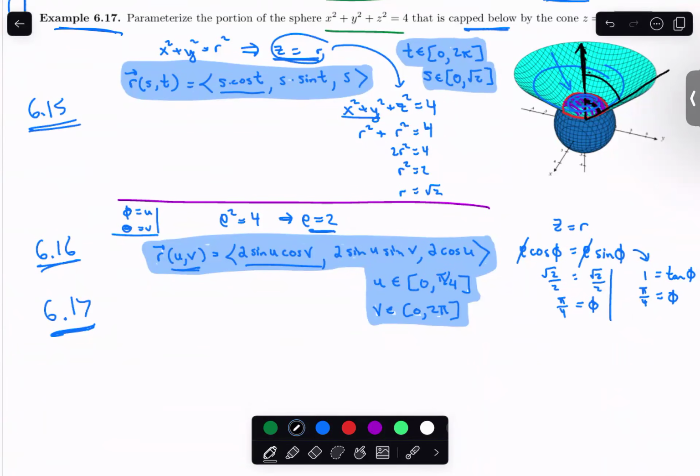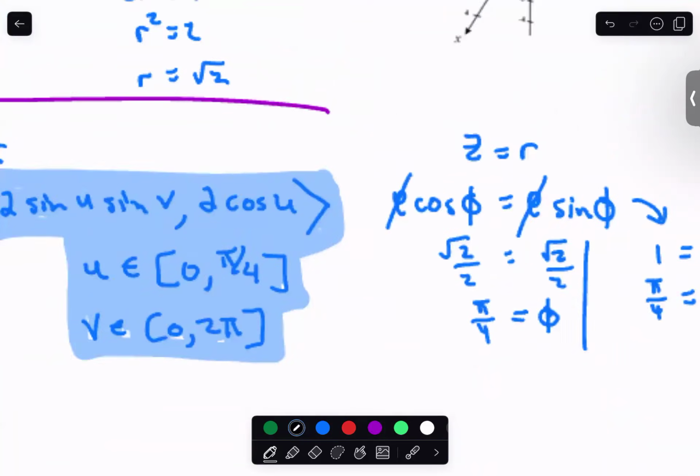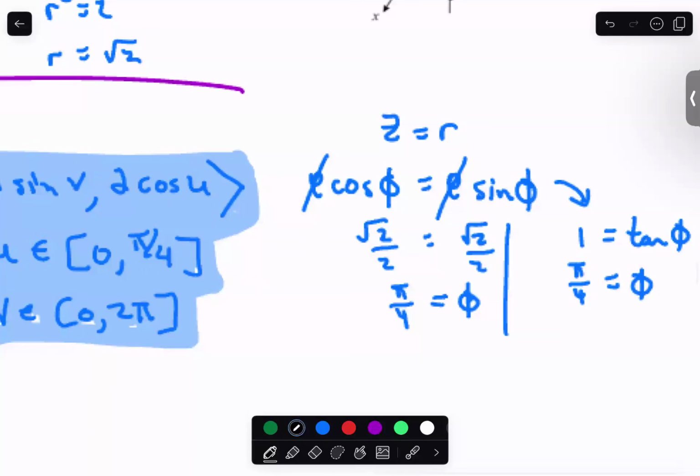I was wondering where you got the r equals 0. Yeah, so the question was, when I was trying to find my bounds, right? We were trying to parameterize the sphere, but it was the part of the sphere that lies inside of the cone, right? So that was the full question here.